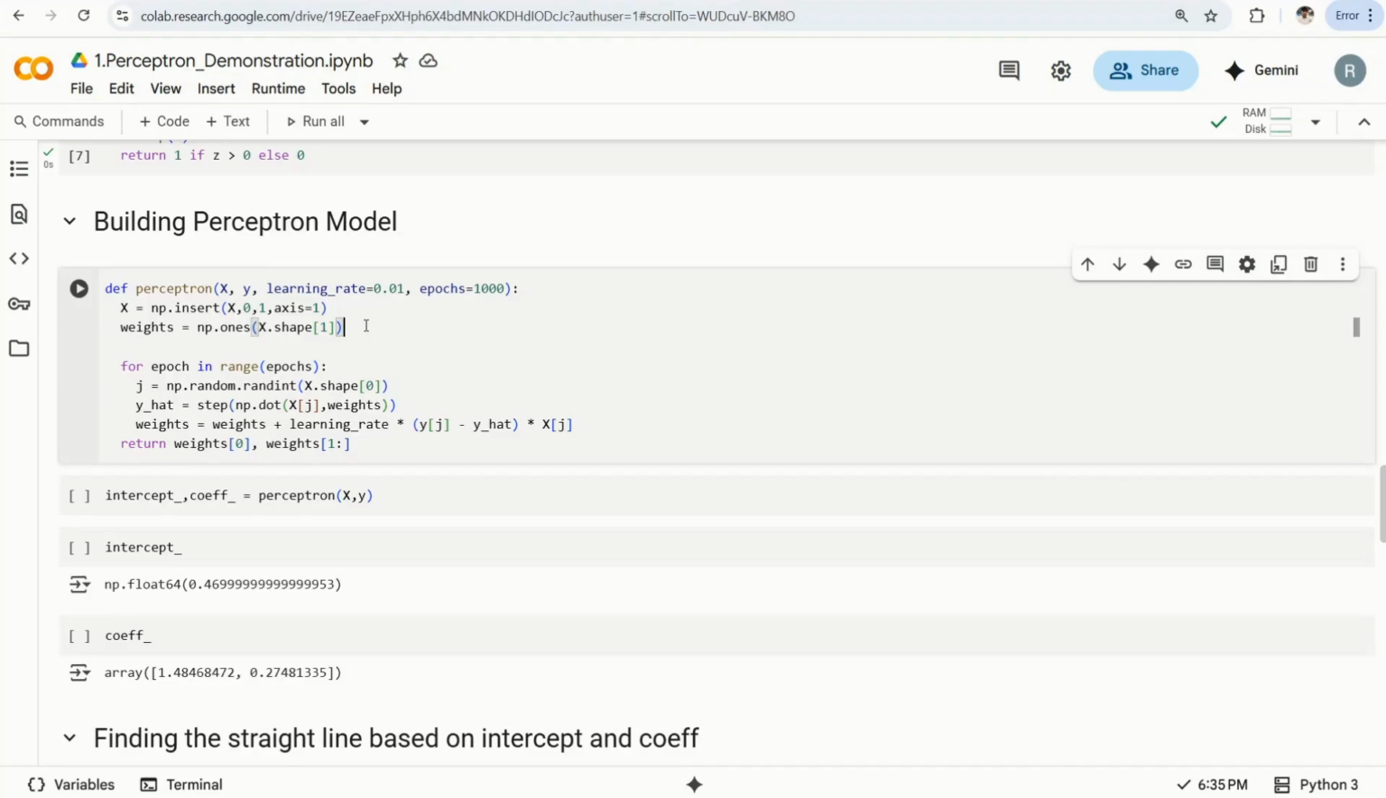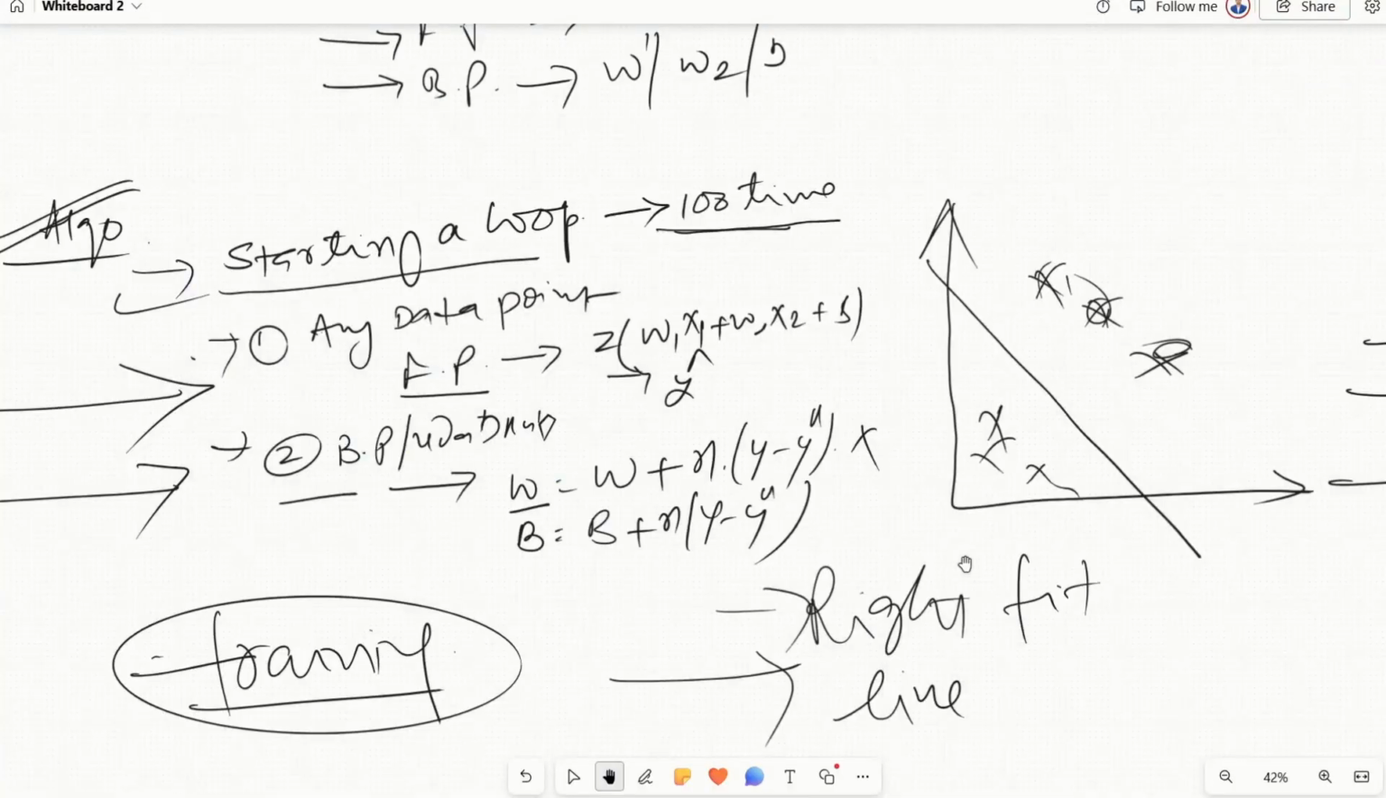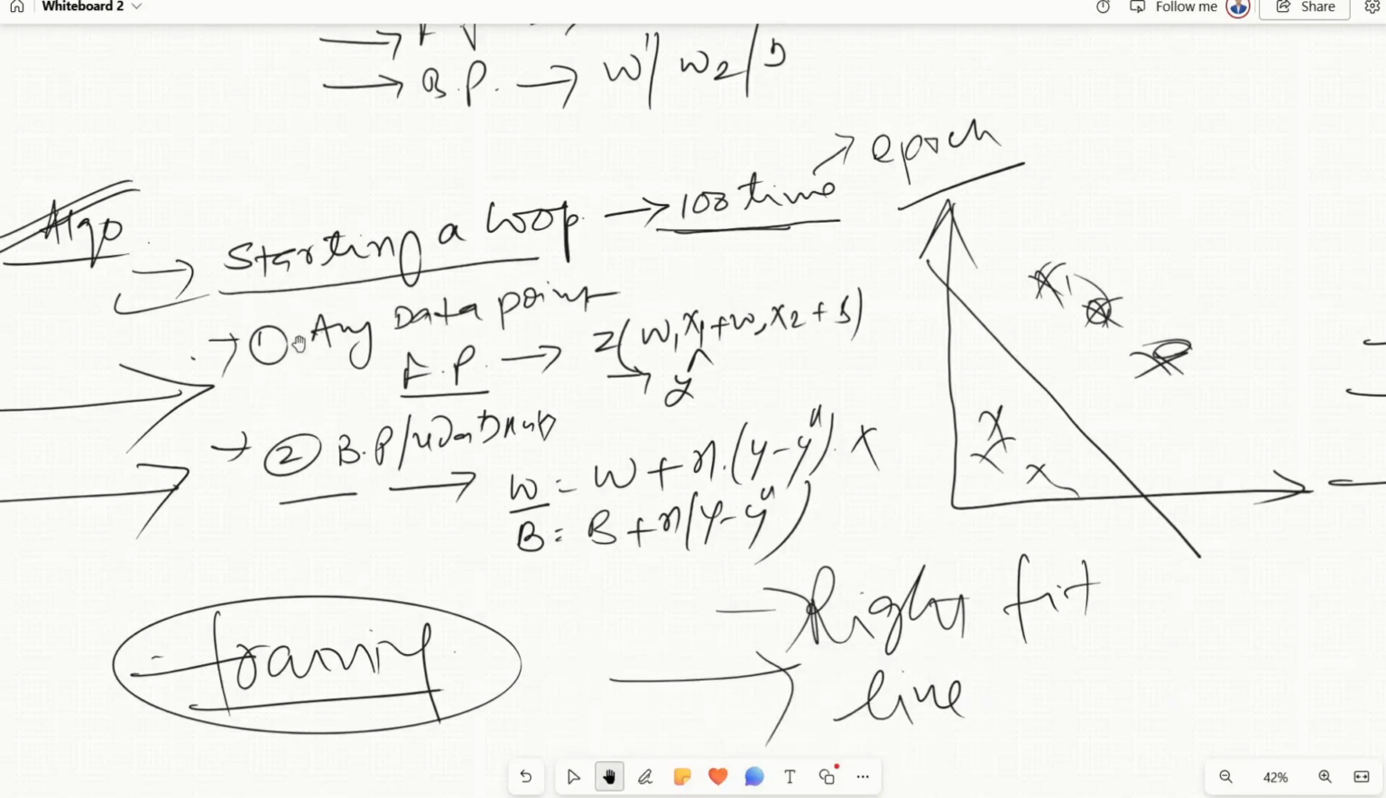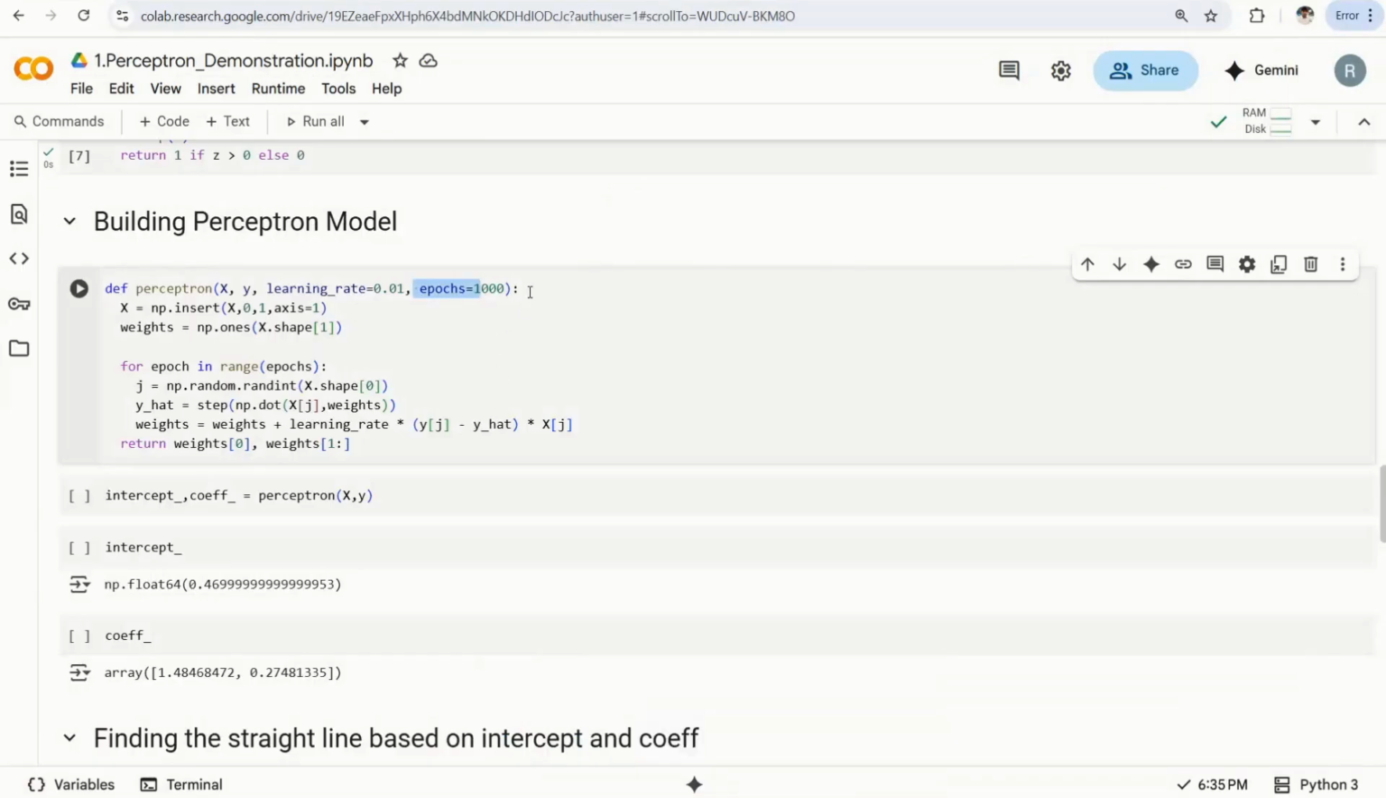So here let's discuss. First of all, you have to decide this loop. In machine learning we give this loop a fancy name: epoch. An epoch is nothing but a loop, I mean an iteration. Here you have to determine how many times you want to perform this operation. So I'm saying my epoch is 1000.